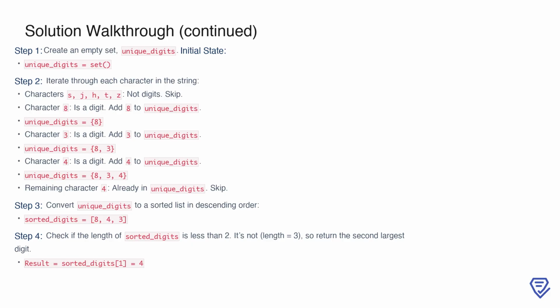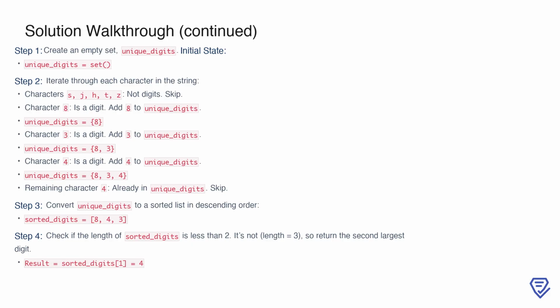When we reach the character 8, we recognize it as a digit and add it to unique_digits, making the set 8. Next, the character 3 is a digit, so we add it to the set, updating it to 8, 3. The character 4 is also a digit, so we add it to the set, resulting in 8, 3, 4. The last character, another 4, is already in the set, so we skip it. At this point, the unique_digits set contains all unique digits from the string: 8, 3, 4.